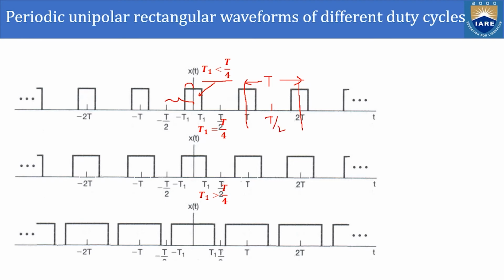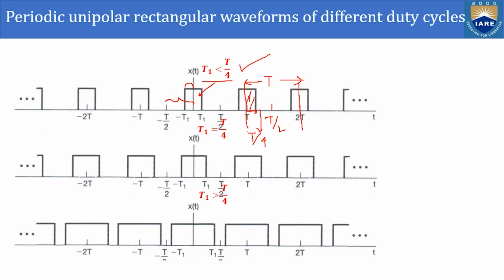What is T pi by 4? Let us say this is T by 4. Okay, so this T1 is less than T by 4. So that is what is correct. That means it is less than a quarter cycle of that one.